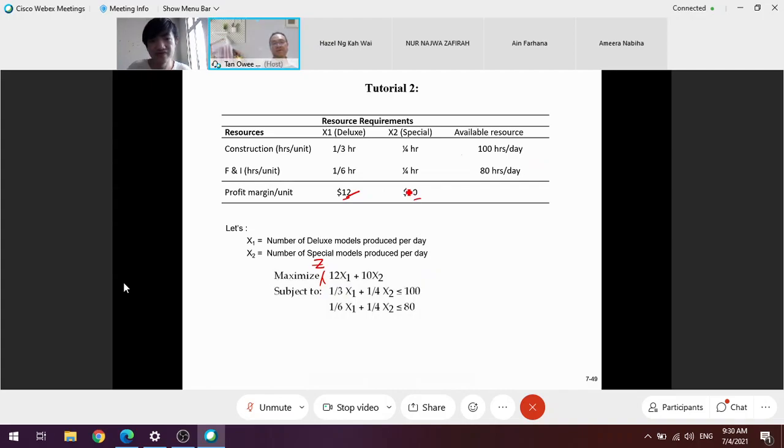12x1, 10x2, and then I forgot to ask. Should I put this or that? Should I put smaller or greater? The answer is smaller because this is the requirement. The question says at most 100 hours and 80 hours, so you should put smaller or equal.